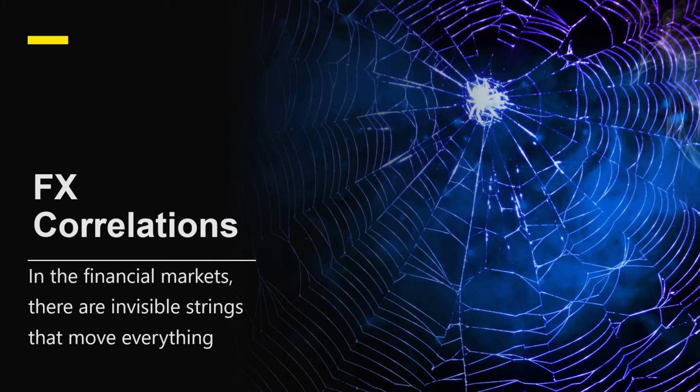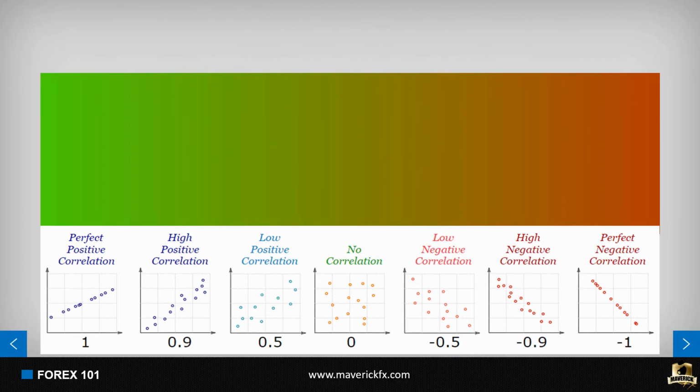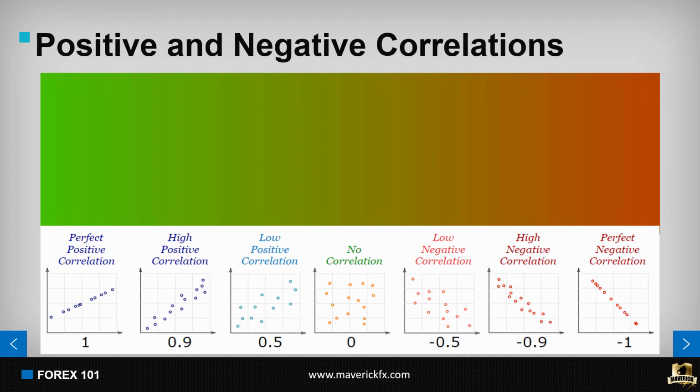Like I said, like a spider web, if you pull on one part of the spider web, it's going to move all the web. It's going to move everything here. So let's talk about correlations. Now there can be a positive and a negative correlation, so let's talk about these two things.